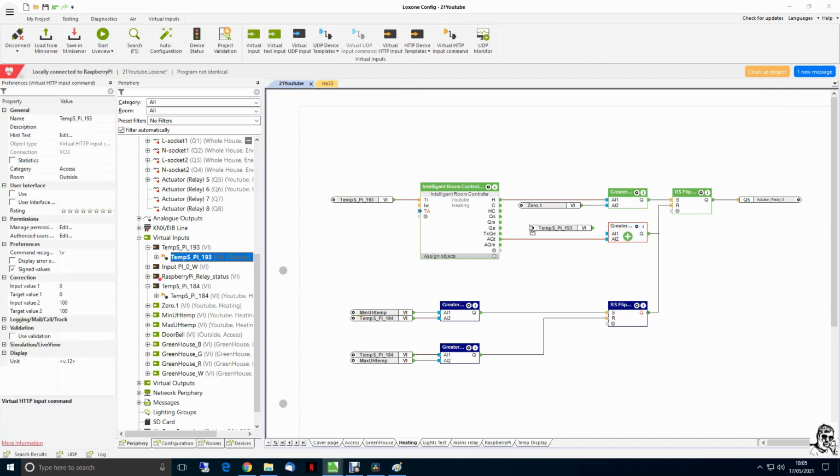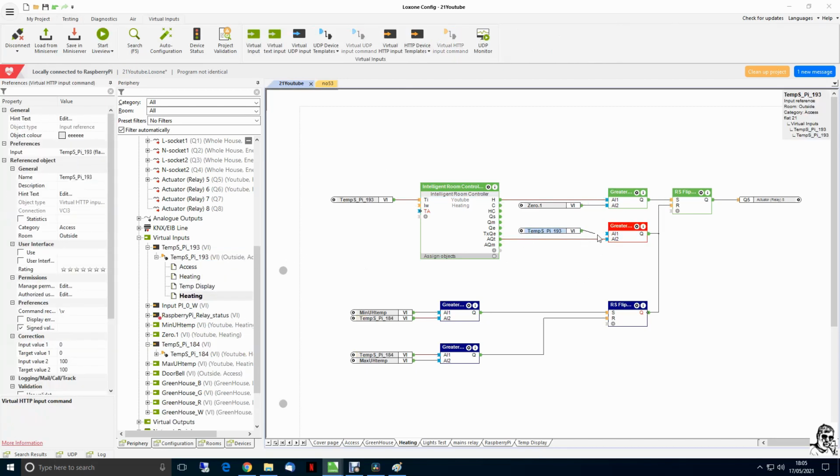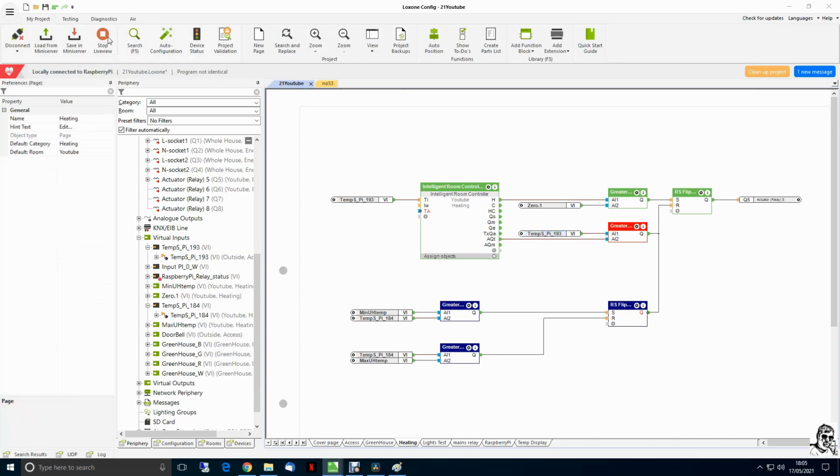Again, we take the temperature sensor. Okay. Save. As long as we have a higher temperature in the room than the comfort temperature, we have a logic 1 output resetting the flip-flop.